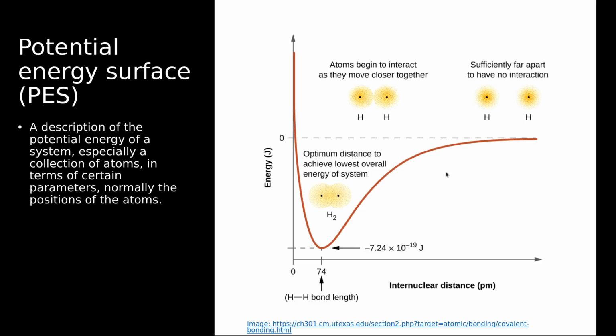The third concept is the potential energy surface. So now we learned what potential energy is and what an energy function is. A potential energy surface is a kind of potential energy function. It's a description of the energy of the system based on its state, based on its coordinates.